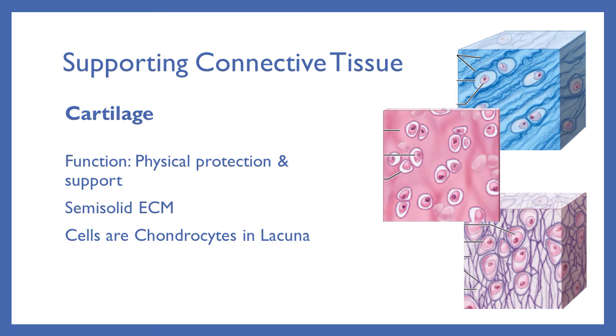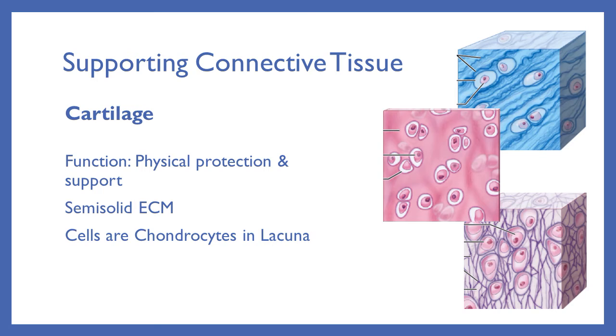All right, supporting connective tissue begins with cartilage. Cartilage allows for physical protection and support and consists of a semi-solid extracellular matrix. The cells that we're going to see in all three types of cartilage are chondrocytes. And the chondrocytes are cells located inside of a structure called a lacuna. A lacuna is like its own little protective bubble in that semi-solid extracellular matrix.